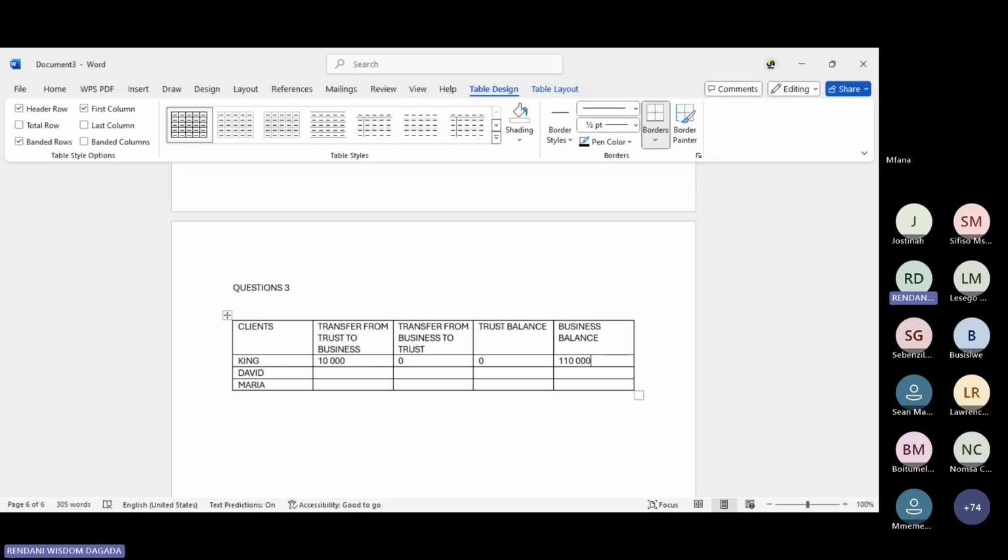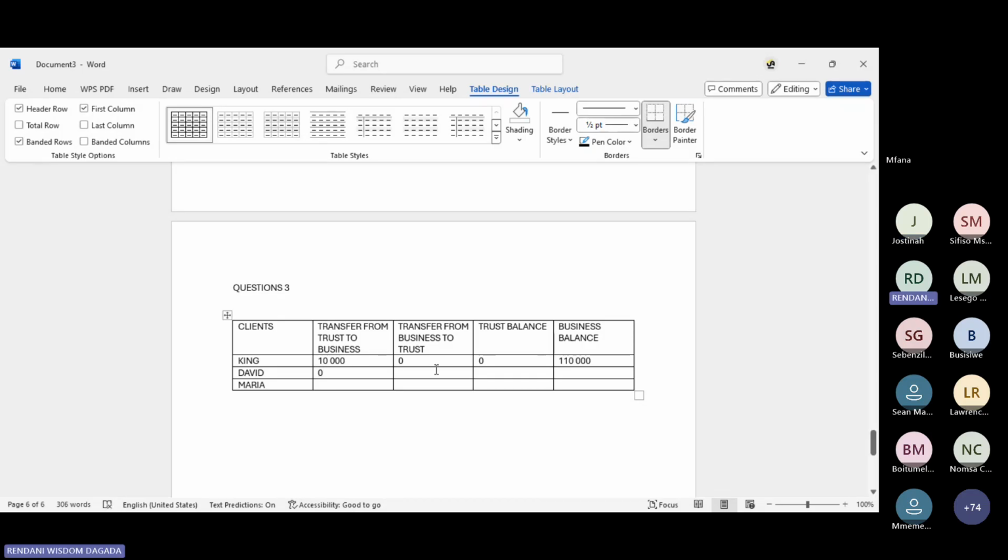Okay, we're going to move on to David. How much does David have in the trust? 3,000. And how much does he owe the business? He doesn't owe the business. The business owes him. What does the 2,300 in brackets under business mean? It means that there was money that was over transferred from him. Over transfer, correct. Now, how much do we transfer from trust to business? 0. The correct answer.